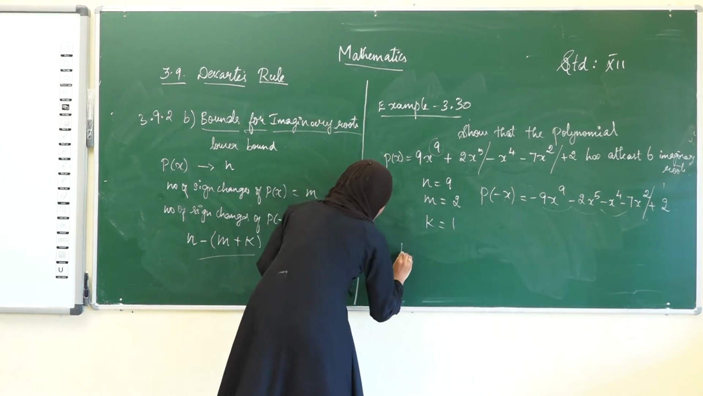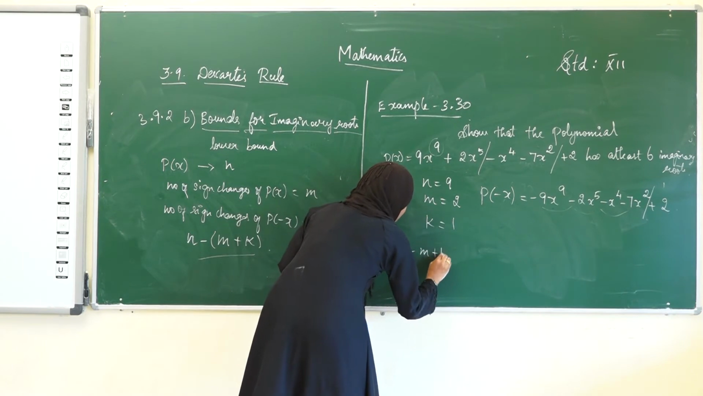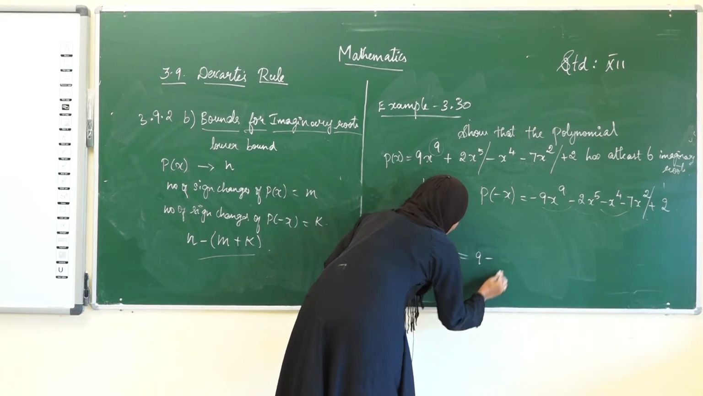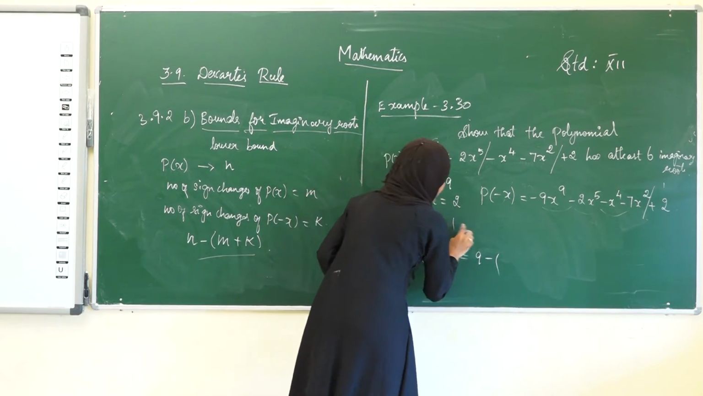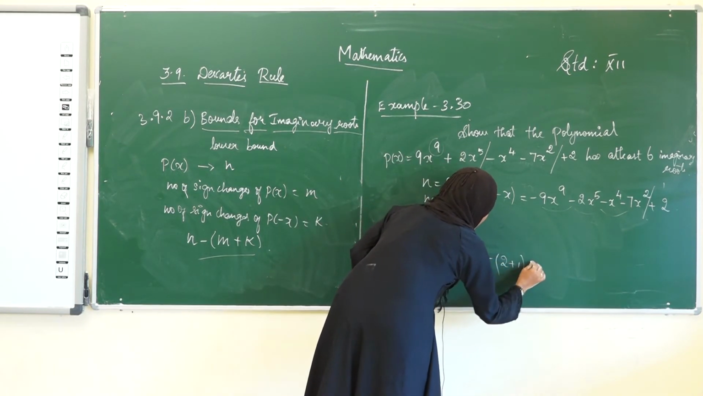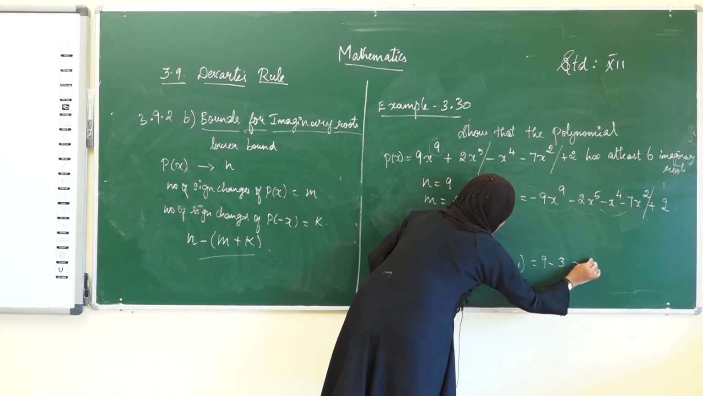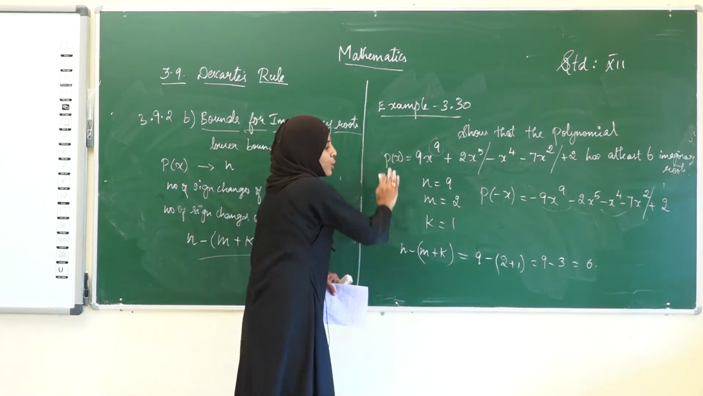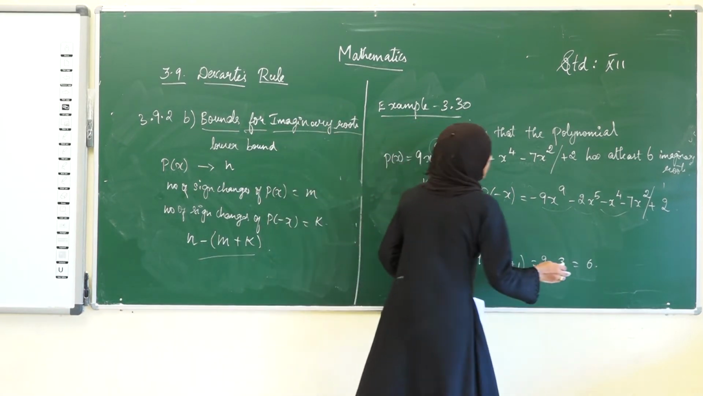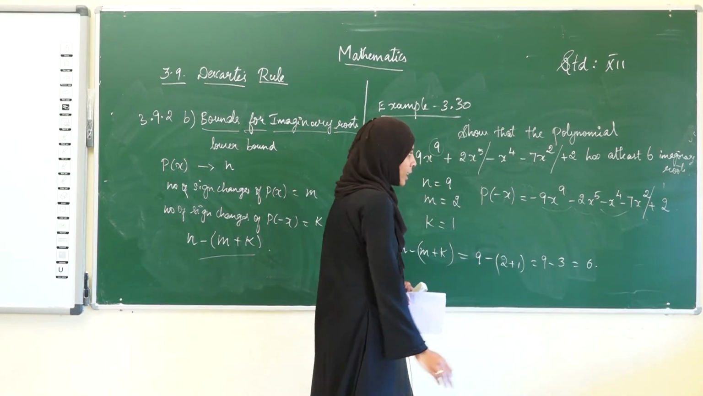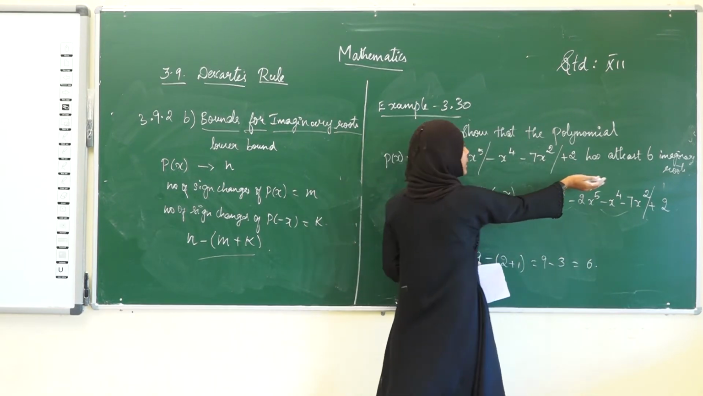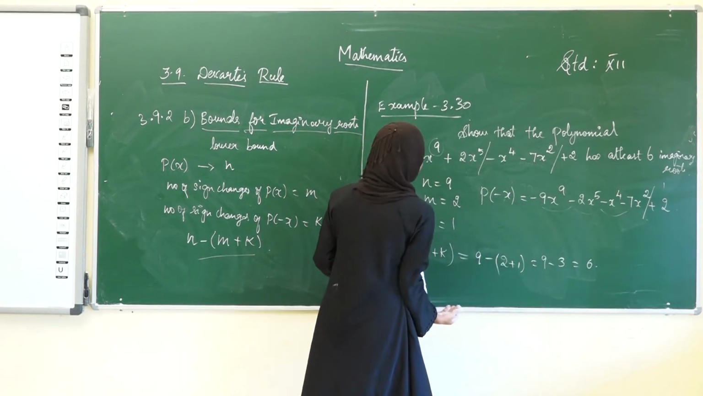So we have to find n - (m + k). What is the value of n? 9 - (m + k), which is 2 plus 1, is equal to 9 - 3. Therefore 6. Therefore, the number of imaginary roots of this equation should be at least 6. Okay, at least there should be 6 imaginary roots. That's what we have to find, right? So we have found, right? And the remaining roots will be real roots.